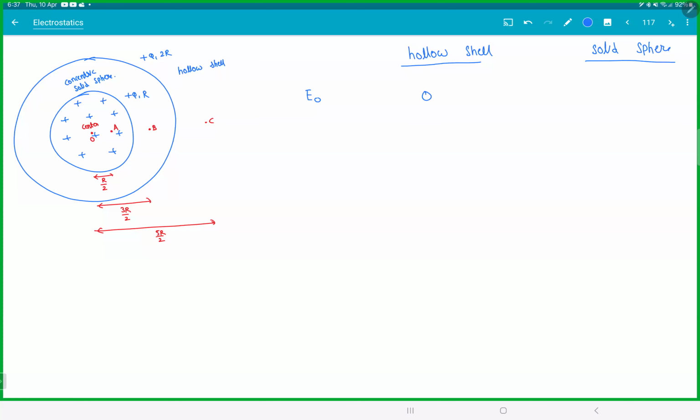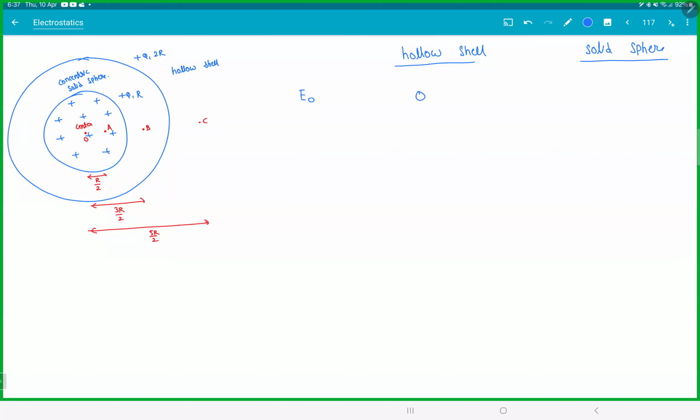Understood what you're doing? First thing you need to ask, where is the point? Then you have to see what the formula is. Then apply the appropriate formula. For the solid sphere, where is point O? Inside, at the center. Field is 0. Add both of them, 0 plus 0, 0. So there's no field at point O.